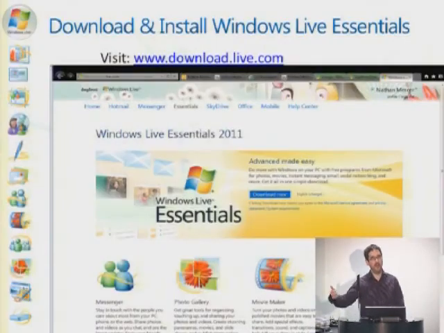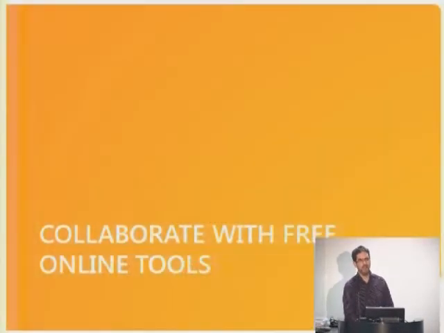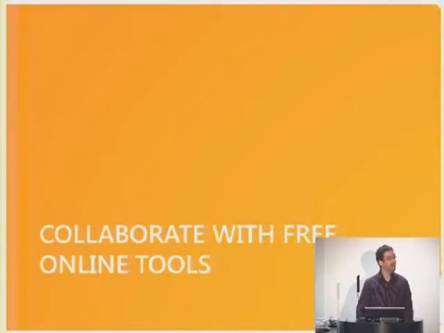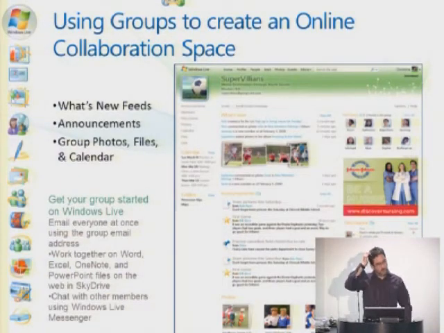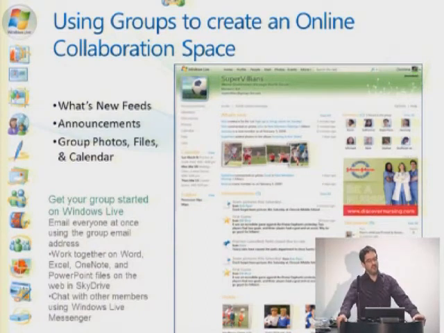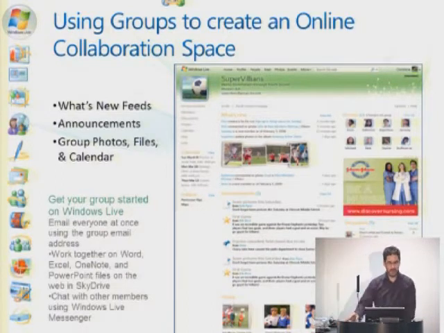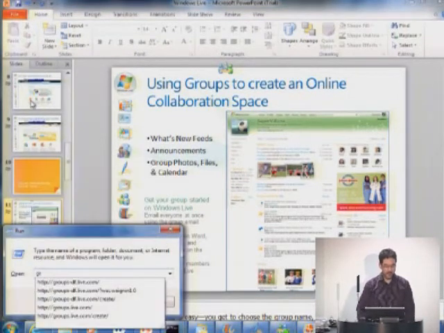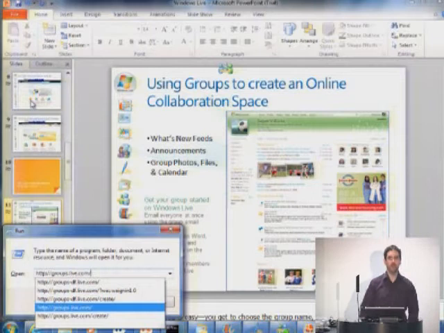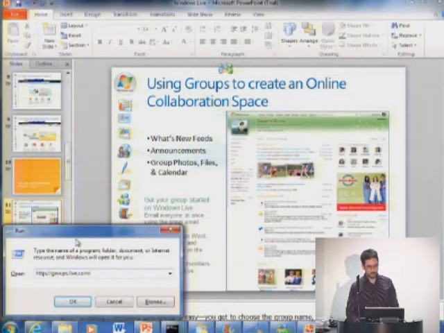So that's how you sign up for a Windows Live ID, and that's how you download the Windows Live Essentials 2011 software that I'm talking about. The first thing I'm going to talk about is how you can create yourself a Windows Live group for doing online collaboration. The place that you go to do this is a website called groups.live.com.